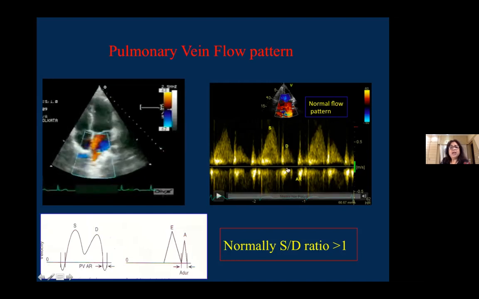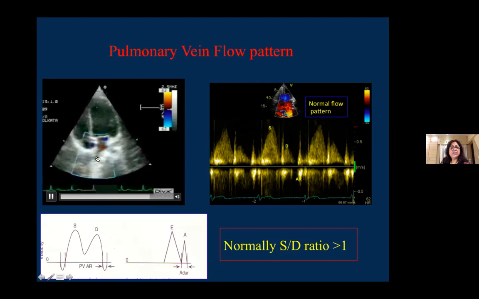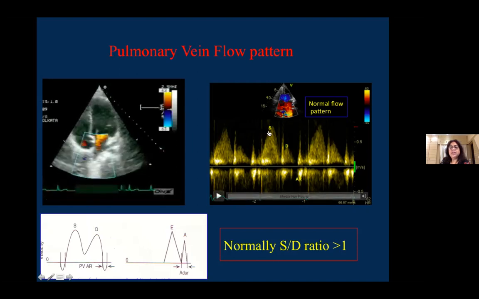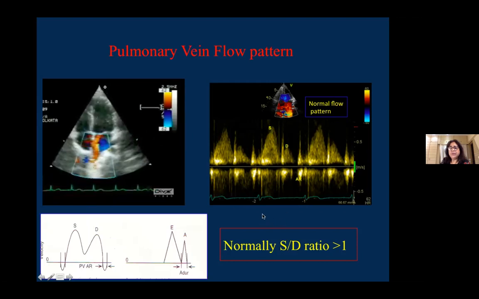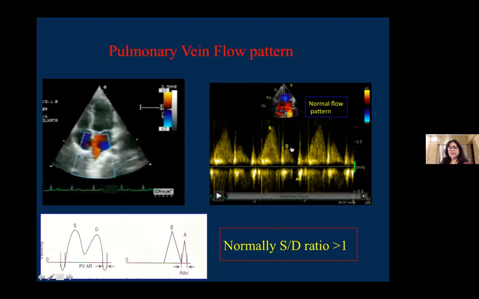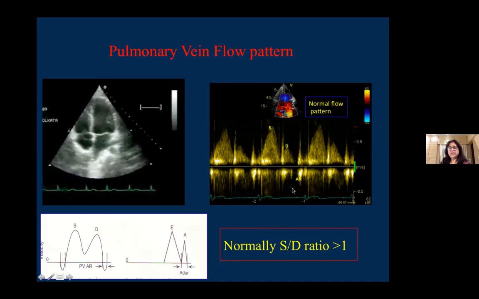So if I place the sample volume deep inside the pulmonary vein and get the pulse wave pattern, look, I get the systolic wave and then the diastolic wave. So you compare with the ECG, see my first wave is during the systole and the second wave during the diastole. As you can see, you compare with the ECG.